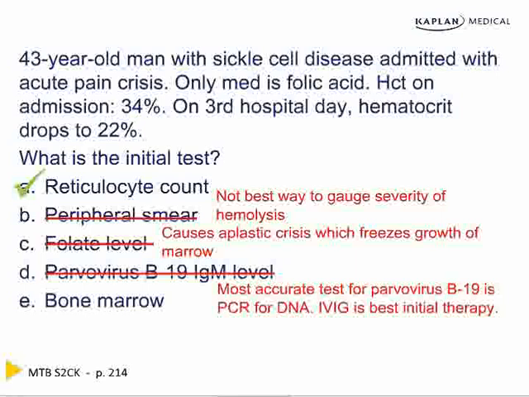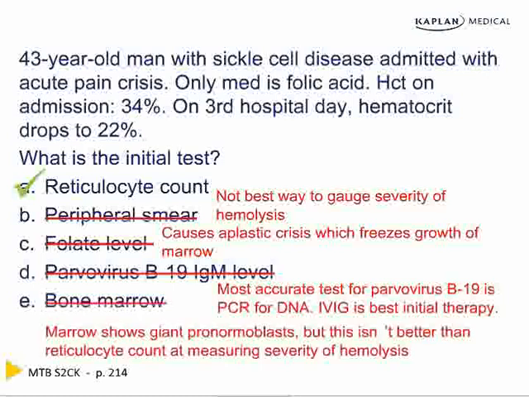Now, overall, the most accurate test for parvovirus is the PCR for DNA. But you're not going to do that first, because the PCR for DNA is the most accurate since it detects the actual organism. If the question asks you the therapy, intravenous immunoglobulins is the best initial therapy. Bone marrow will show giant pronormoblasts, but it isn't better than a reticulocyte count at measuring the severity of hemolysis. We rarely do the bone marrow for parvovirus.